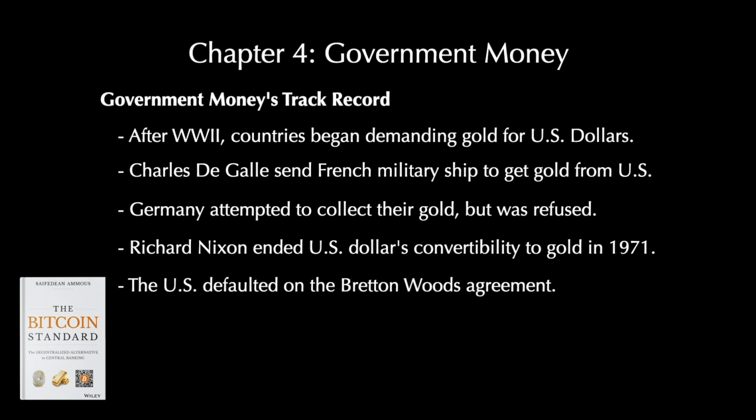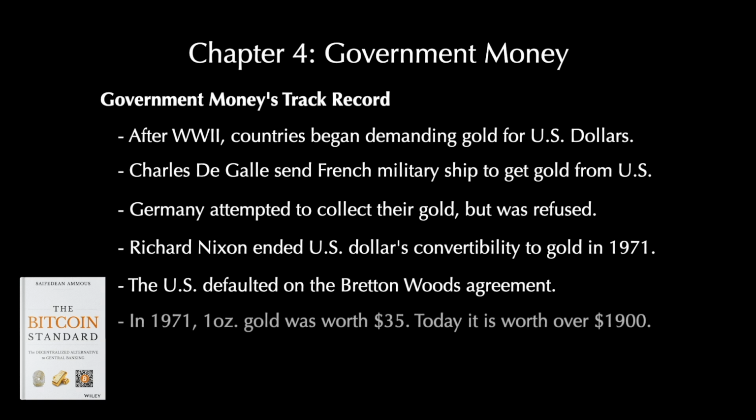This was a worldwide phenomenon, as the global reserve currency was the U.S. dollar, and it was rapidly increasing in supply. As an example of this diminishing purchasing power, in 1971, an ounce of gold was worth $35. Today, it's worth over $1,900. That means the dollar buys over 50 times less gold than it did just a few decades ago.